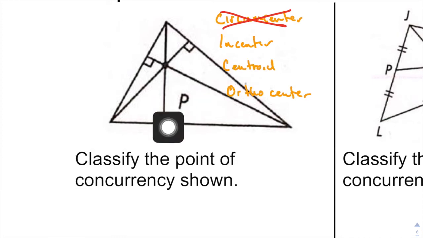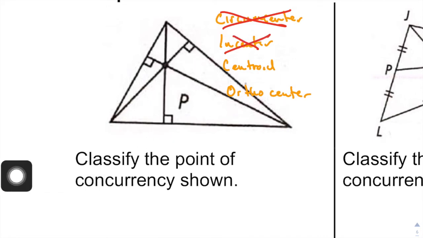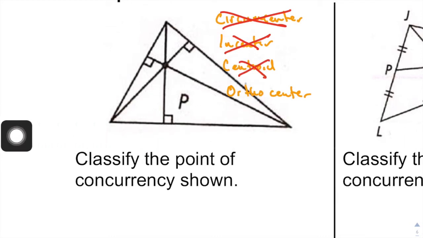If it's an incenter, I would see the angles being bisected. I don't see any of the angles marked as bisected. So incenter is out. Centroid, remember, emphasizes the midpoints of each side. I don't see any midpoint markings on any of the sides. Centroid is out. Now, just to make sure it's an orthocenter, I need to make sure that I see the perpendicular marks, which I do, and that those segments are going to the opposite corners. Yep. So this is definitely an orthocenter.